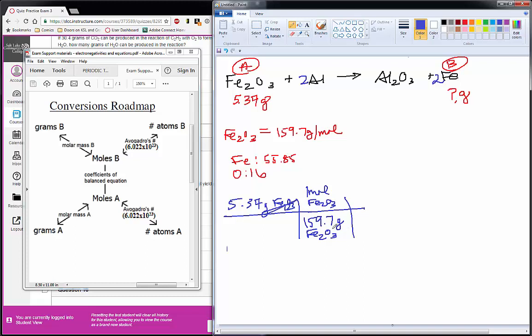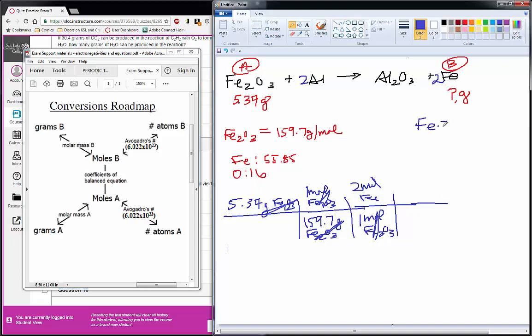Grams per mole. So my grams cancels. Now I need to use the coefficients to go from moles of A to moles of B. I have 1 mole of A for every 2 moles of B, or 1 mole Fe2O3 for every 2 moles of Fe. Now I'm at moles of B. I use the molar mass to convert to grams of B, and we know that Fe is 55.85.